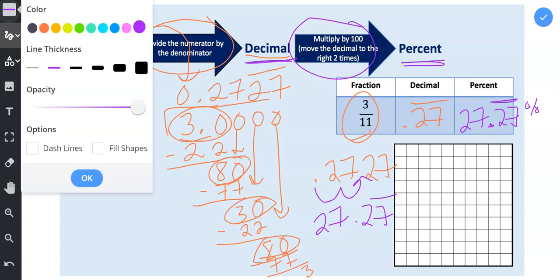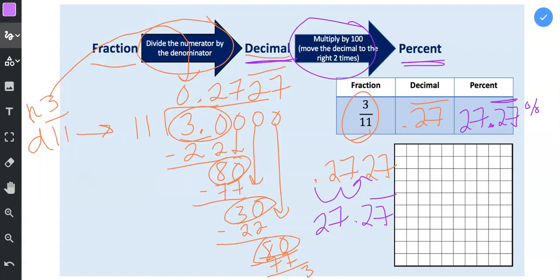And then if I were to shade this in, let me go to a highlighter, we would shade in 27.27, so just a little bit extra. And that would represent about 27 out of 100, a little bit over 27 out of 100.